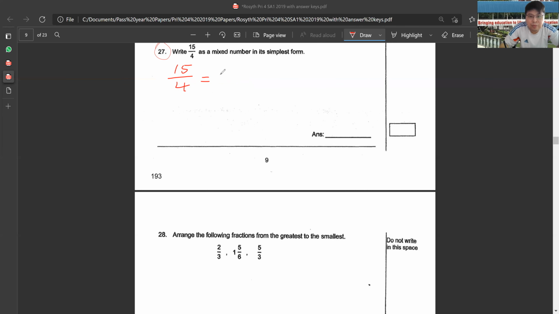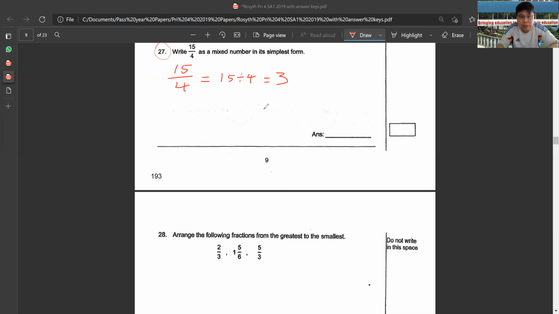15/4 means what? What does this line in the middle mean? I told you before. This line in the middle stands for? Over. Over stands for what? It stands for divide. 15 divided by 4. So what is 15 divided by 4? 15 divided by 4 is 3.